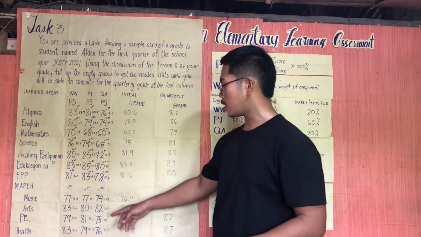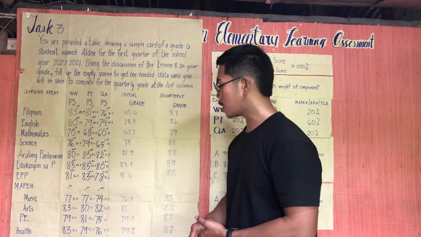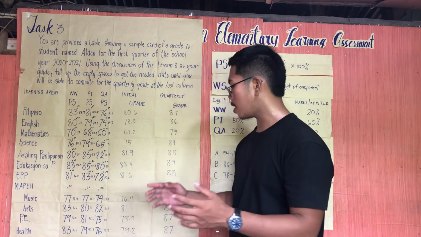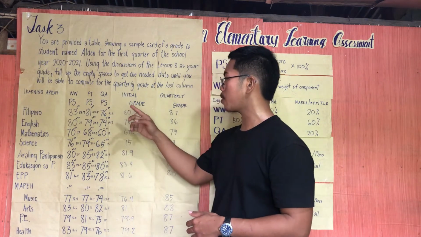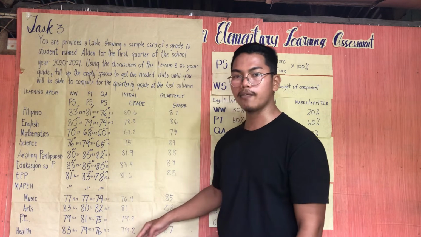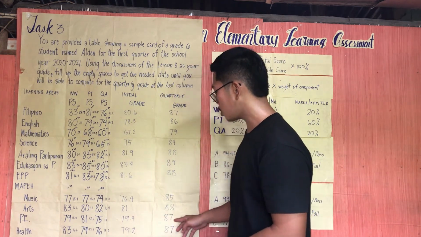And also with the quarterly assessment, 75 is the given percentage score multiplied by 20 is equal to 15, and we add up the weighted scores for the PE, for the written works, performance task, and quarterly assessment, and we got 79.4, Alden's initial grade, and the transmutational grade for 79.4 is 87.